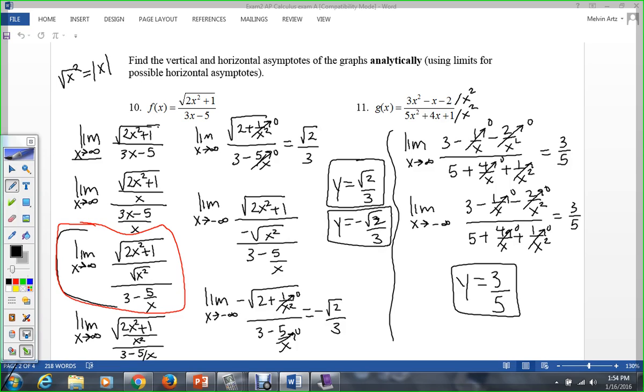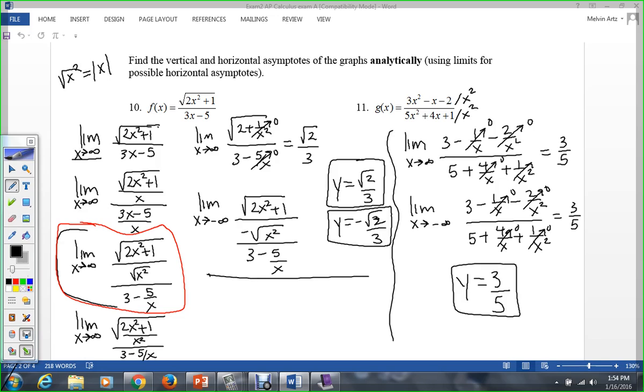Now for number 10, if we wanted to find the vertical asymptotes, I'm going to have to erase a little bit here. If we wanted to find the vertical asymptotes, we know to find the vertical asymptotes we would set the denominator equal to 0. So if we set the denominator equal to 0, we would have 3x minus 5 equals 0. So x would equal 5/3. And there's where we would have a vertical asymptote.